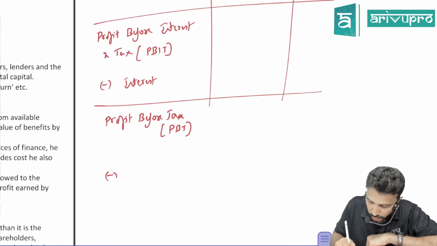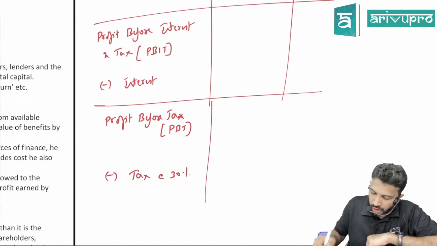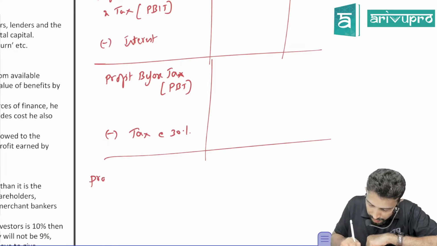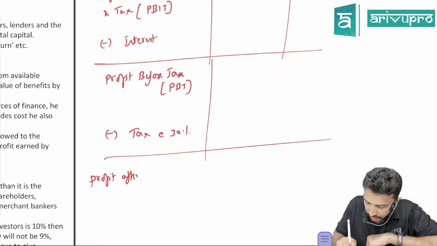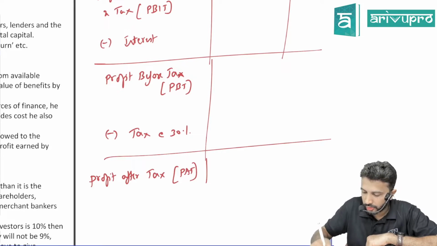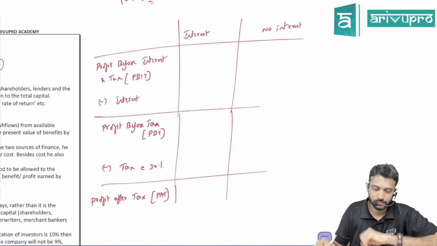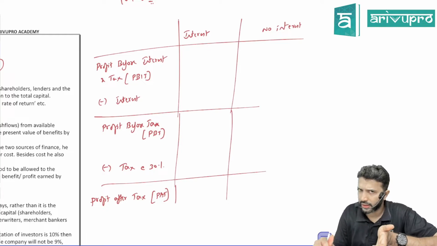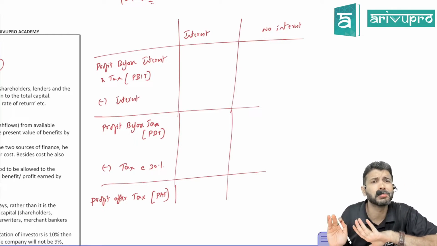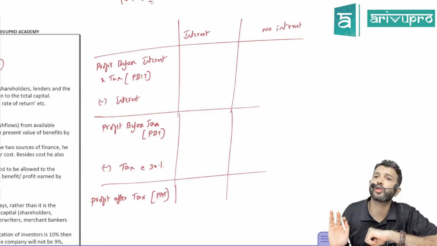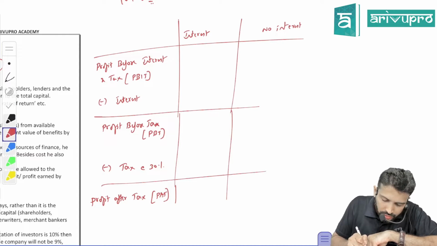From this, if you deduct tax, let's say we'll assume it as 30%, then what are you going to get? You will get profit remaining after tax, or we can call it EAT or PAT, as in profit after tax. This is the format. Even if you have not done it, it looks like a simple format. Any confusion, anybody? So let's assume some numbers.